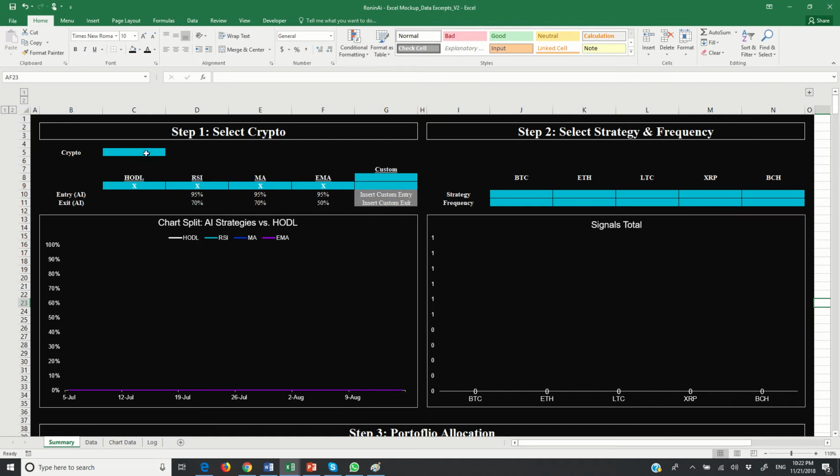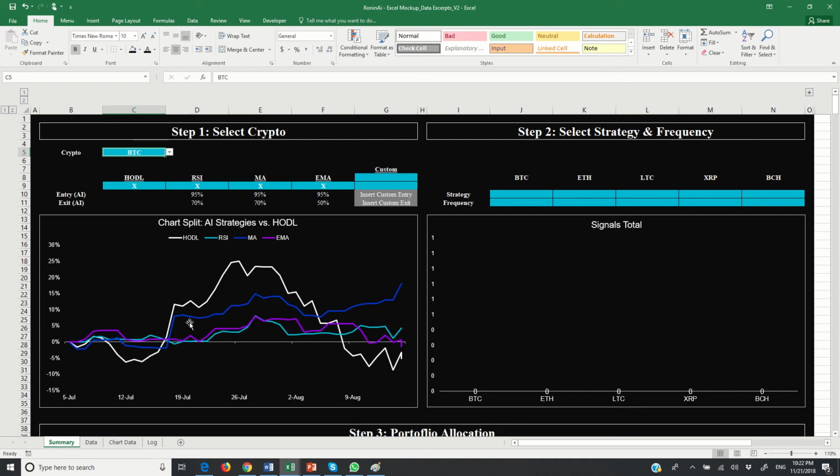So, step one is select crypto. Here it's very simple. We select BTC, for example, and based on BTC, we all of a sudden see HODL, RSI, MA, EMA. RSI, MA, and EMA are the three strategies, and HODL is the HODL. Based on this, we can analyze a number of things. First, we can analyze the return. Obviously, moving average is the highest, blue is the highest.